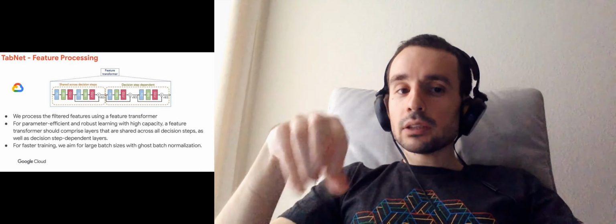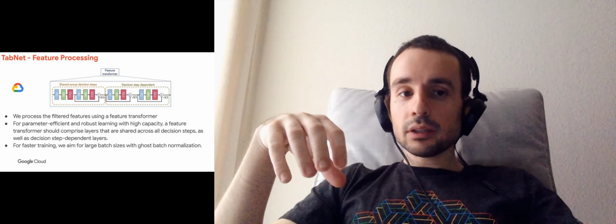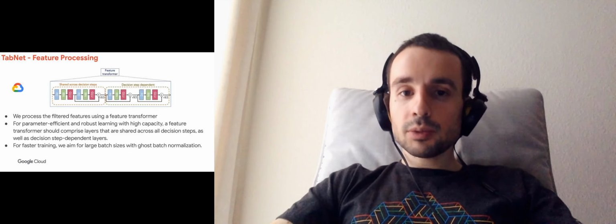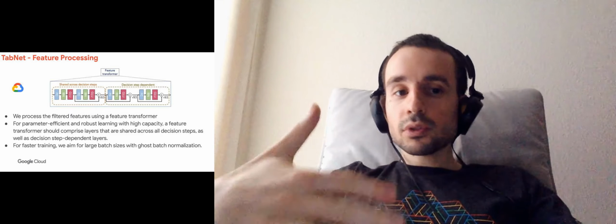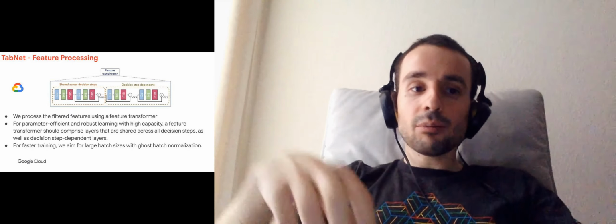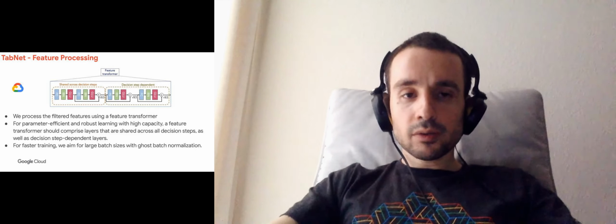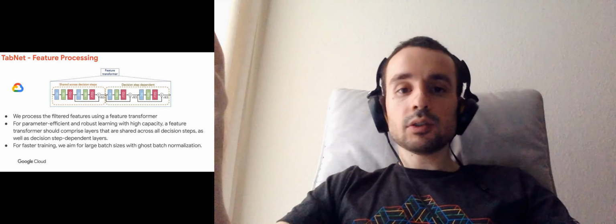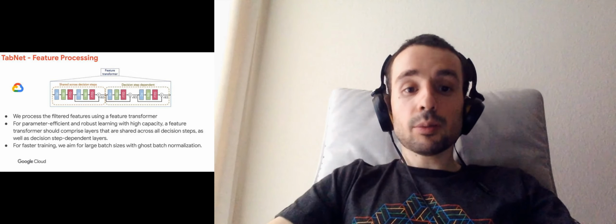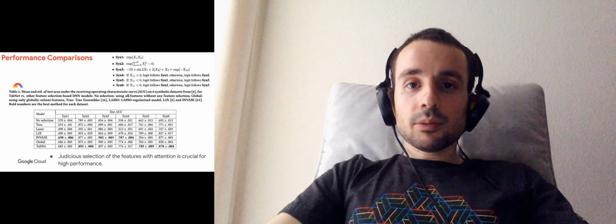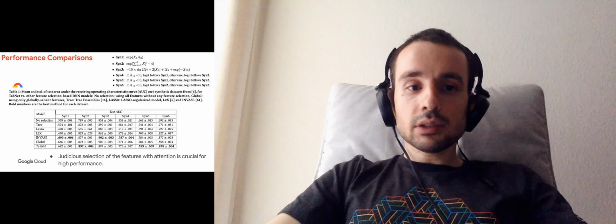So here you see that we have some layers that are shared across decision steps and some layers that are decision step dependent. Since the inputs are shared across different decision steps, sharing some layers allows more efficient representation learning, whereas also having some layers that are decision step dependent increases the capacity of the model. I would like to go over some of our experimental results next.